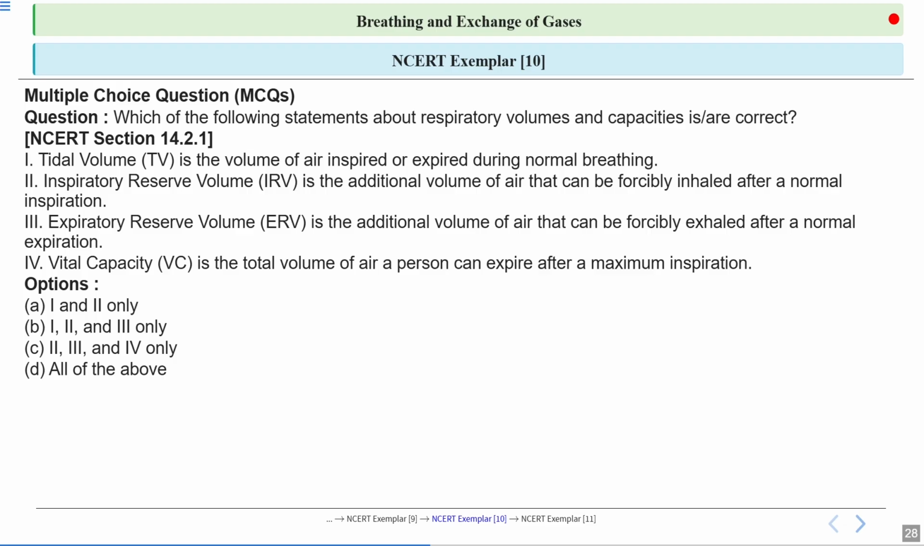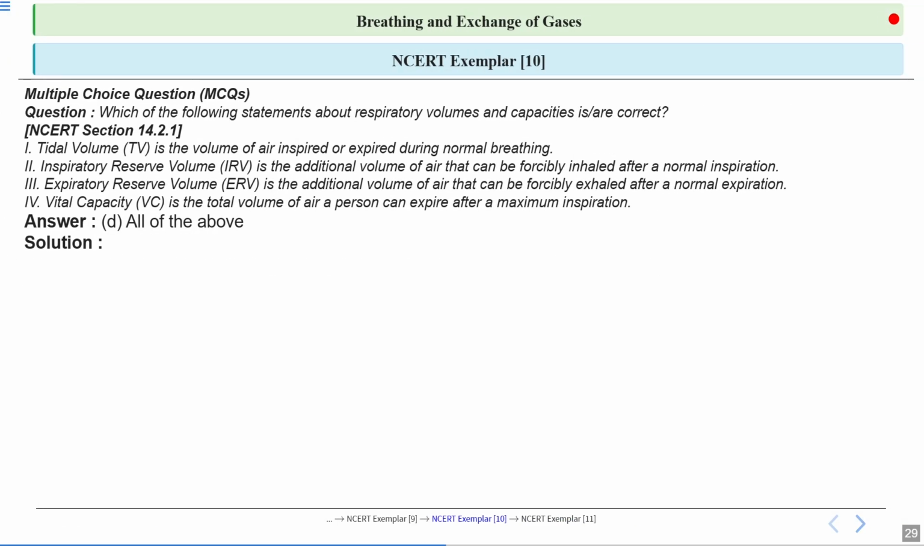The options for this question are as follows: A, first and second only; B, first, second and third only; C, second, third and fourth only; and option D, all of the above. Let us see the answer. So the correct answer is option D. All of the above are correct.